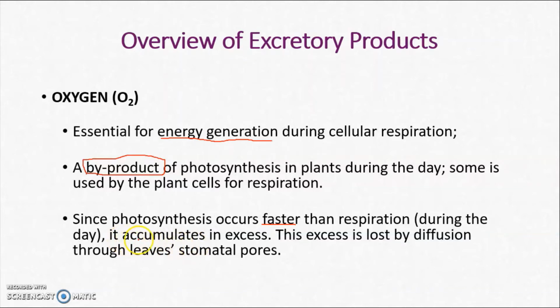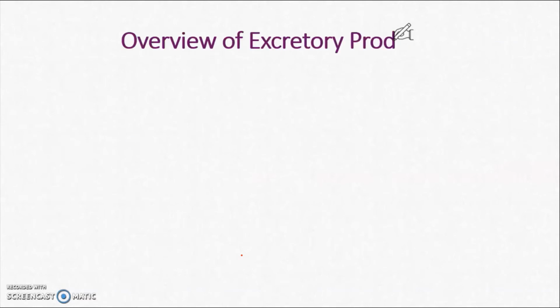So during the day, since photosynthesis is occurring faster than respiration, the oxygen accumulates in excess, because remember, oxygen is produced during photosynthesis. This excess oxygen is lost by diffusion through the leaves' stomatal pores. Good. Now the next excretory product we will look at is water.